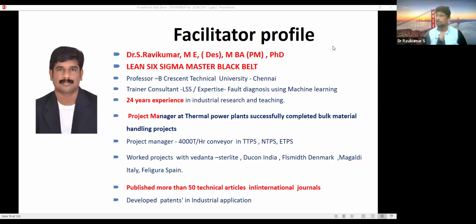I worked as a project manager, and I'm currently working as a professor in a technical university in Chennai. A lot of credentials. The main thing which connects us is the Six Sigma platform. So I welcome you all to this Lean Six Sigma training program, guys. Welcome you all.